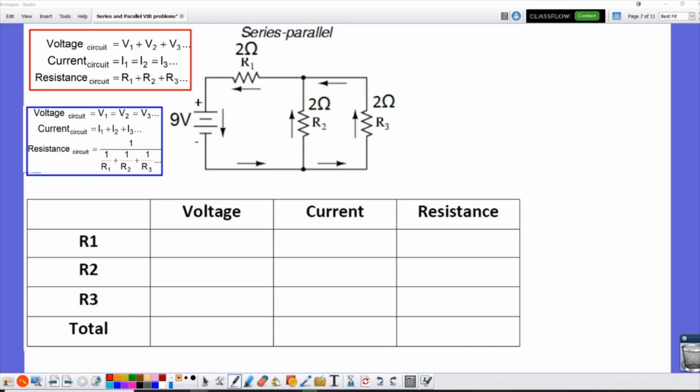Okay, so now that we have a good understanding of both series and parallel circuits, we want to ask ourselves the question, what if you combine the two together? What if you have a series parallel circuit? What do you do then? Which rules do you follow?